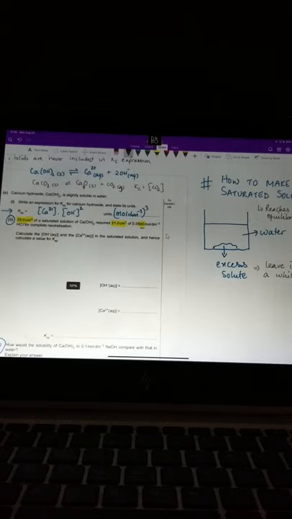So 25 cm³ of a saturated solution requires 21 cm³ of 0.05 mol per dm³. So the number of moles of H plus is equal to the number of moles of OH minus in the solution. Do we understand?